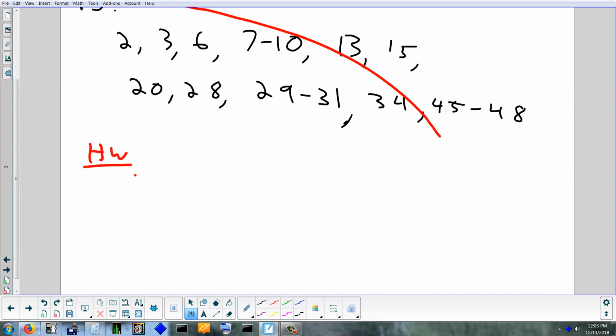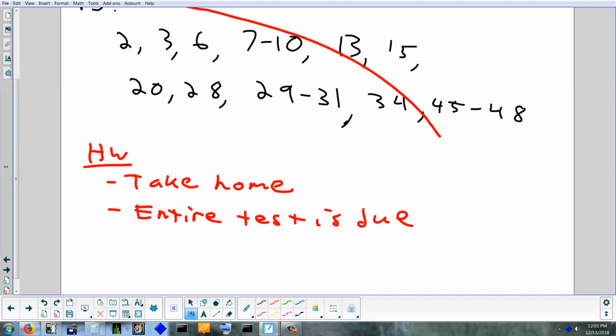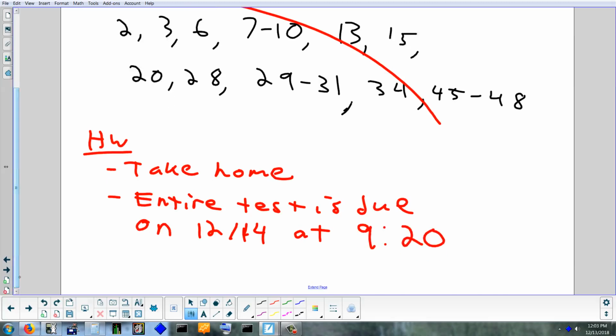All right. So the homework tonight will be the take home. The entire test is due on 12/14, at, we have a half day. So what time? We're third period tomorrow? Yeah. So third period is at 9:15? Yeah. So the entire test is due tomorrow at 9:20.